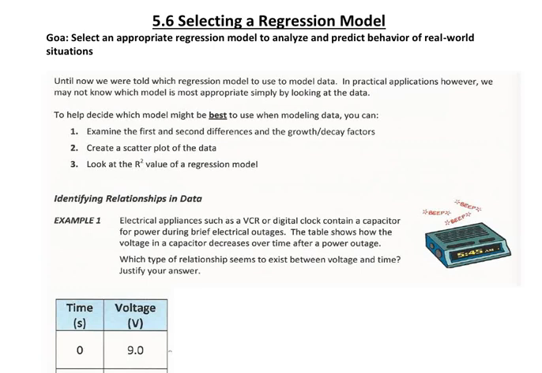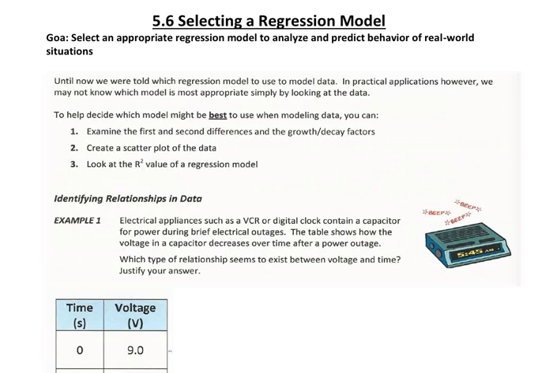So until now, we have been told what kind of regression we have to use, right? We've been told either it's a linear regression, a quadratic regression, or an exponential regression. But in real life, this doesn't happen. In real life, you're going to have to figure out what model is best to use, right? And there are different ways that we can do that, depending on what we have.